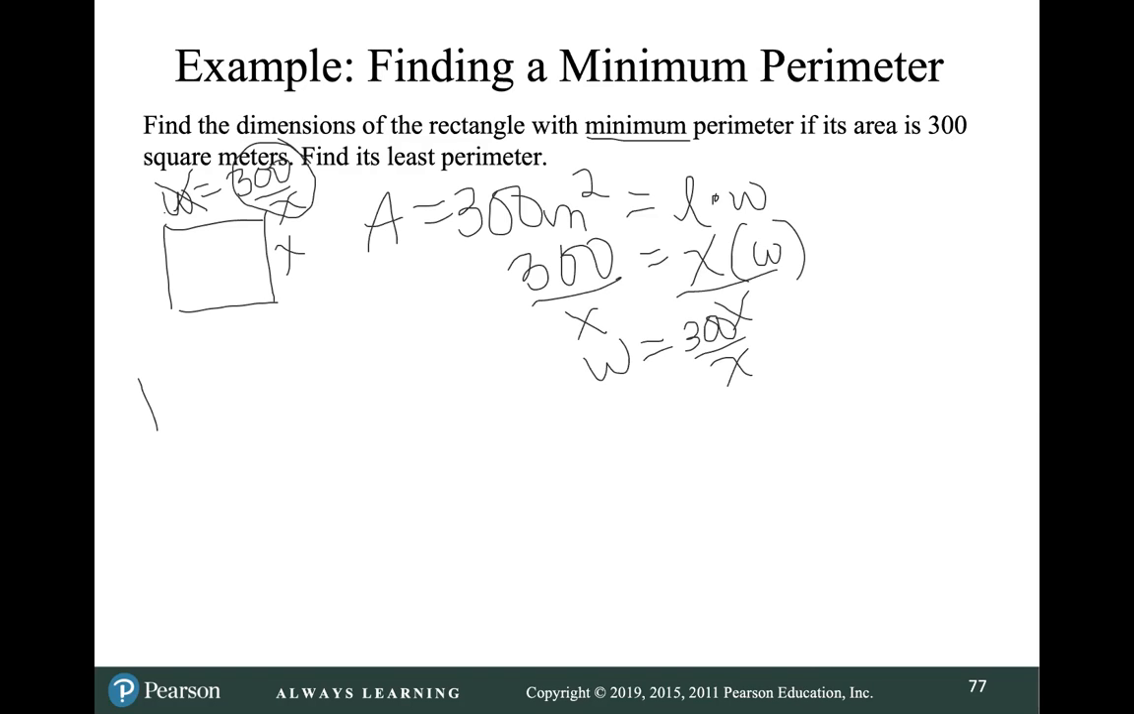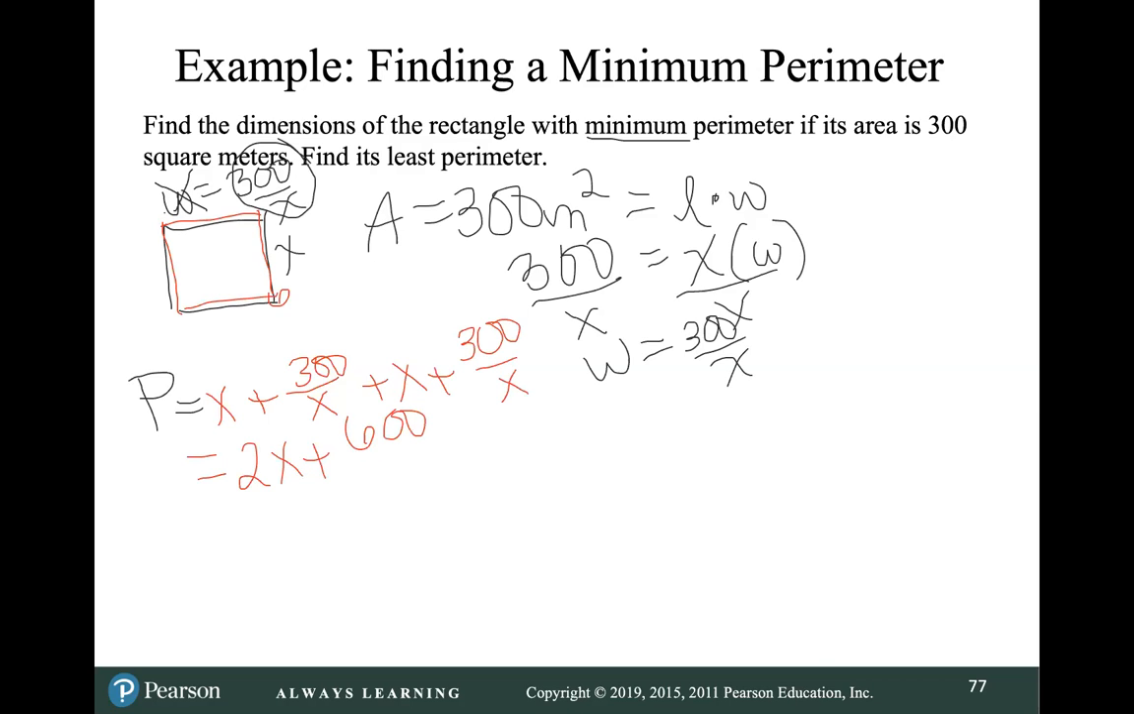So to find the perimeter, I start on one corner and I work my way all the way around. So there's X plus 300 over X plus X plus 300 over X. If you were wondering where the formula for perimeter comes from, 2 times length plus 2 times width, it's because you go around the whole thing, which is 2 of the lengths and 2 of the widths. So we have 2x plus 600 over x, right? They have a common denominator, so I add the numerators. That is my perimeter.